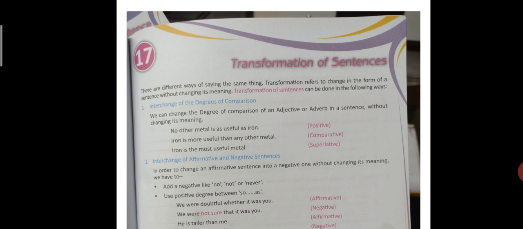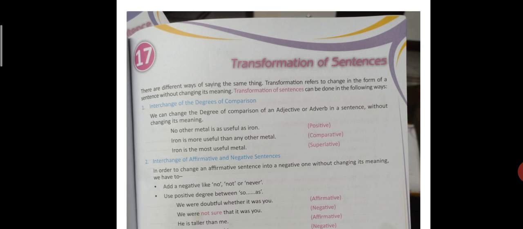Yes. In the first, no other metal is as useful as iron. Then iron is more useful than any other metal, and iron is the most useful metal. Here it is talking about the metal iron. That meaning is not changing. So this is the first way, means first point. The second point, interchange of affirmative and negative sentences.